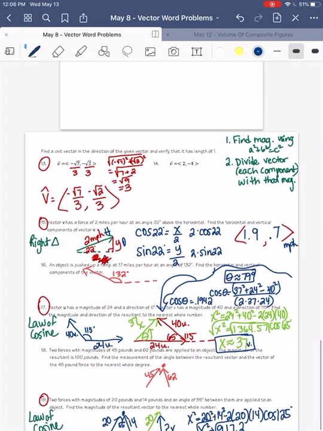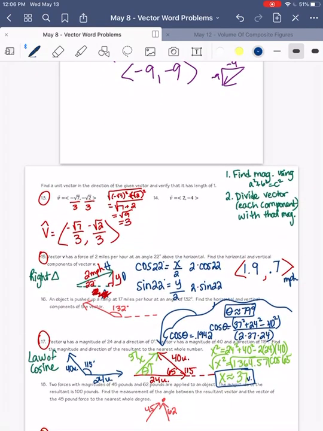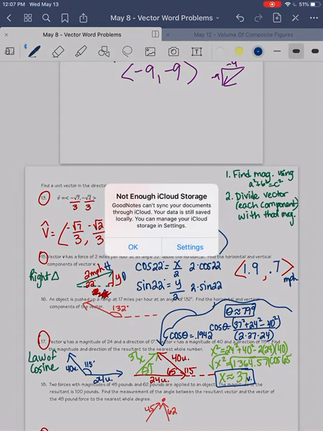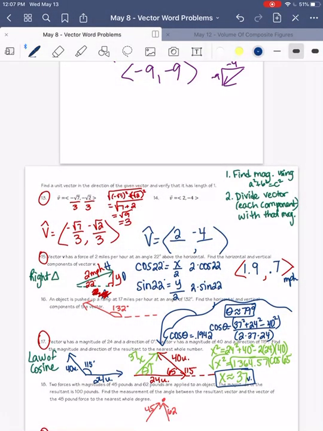All right, let's go to number 14. Okay, so 14, remember, your answer is going to look like this. V hat equals, you're going to have your original numbers, but you're going to have a square root on the bottom. Well, maybe not. On the previous one, we didn't have to have a square root because it was a perfect square. So let's first find the magnitude of this vector.